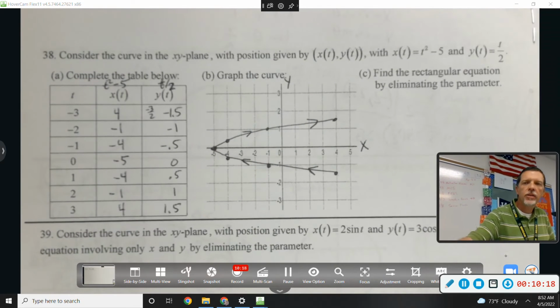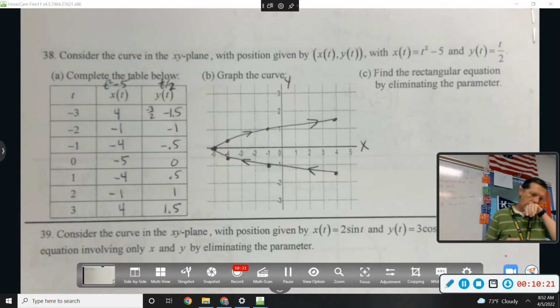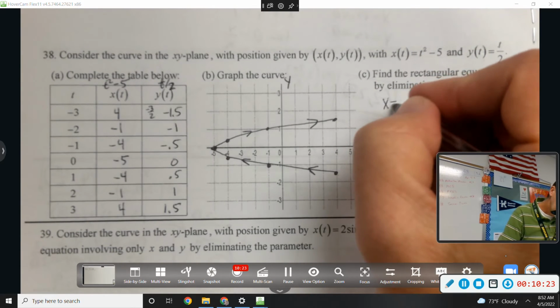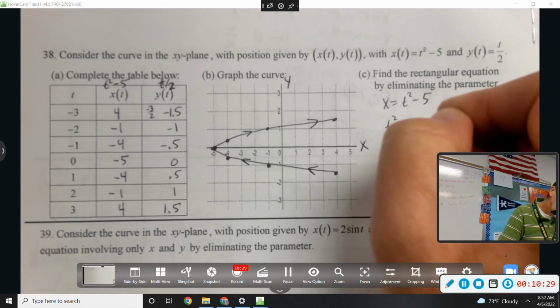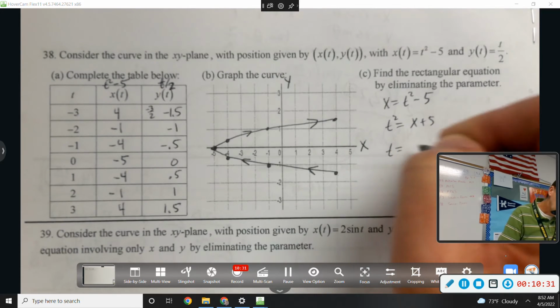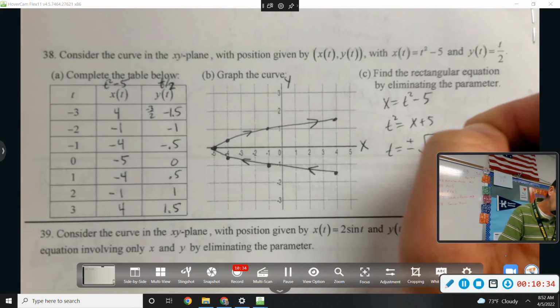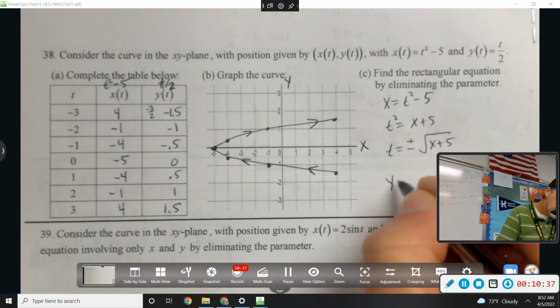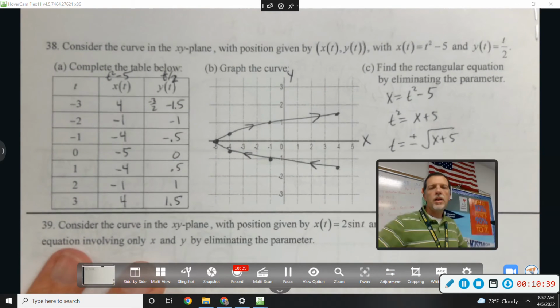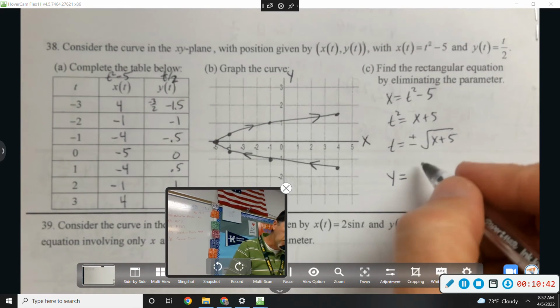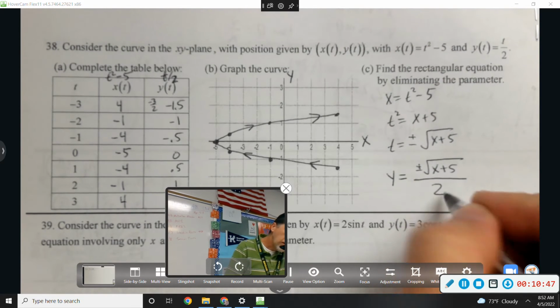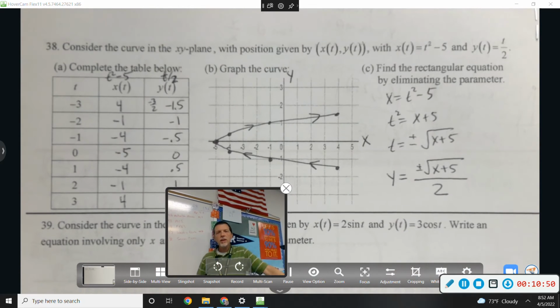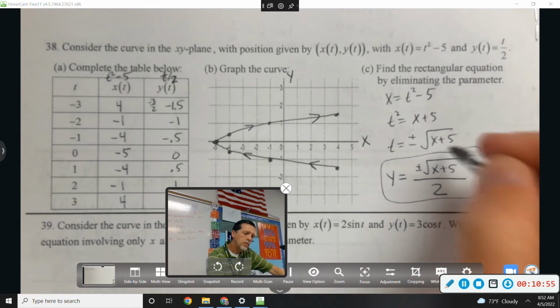Find the rectangular equation by eliminating the parameter. X equals t squared minus 5. So t equals plus or minus square root x plus 5. So y equals, I'm going to be, I guess, lazy and just put in the plus or minus all in one step, rather than writing it as two equations. You could write them separately. You would need to write them separately if you wanted to put them in the calculator. But for us, we could just leave it as plus or minus.